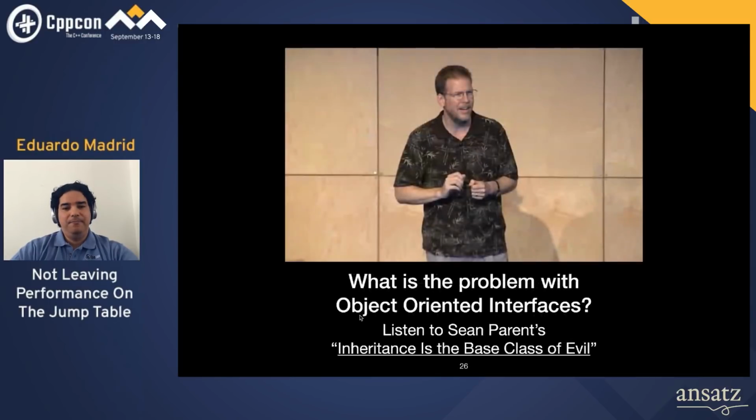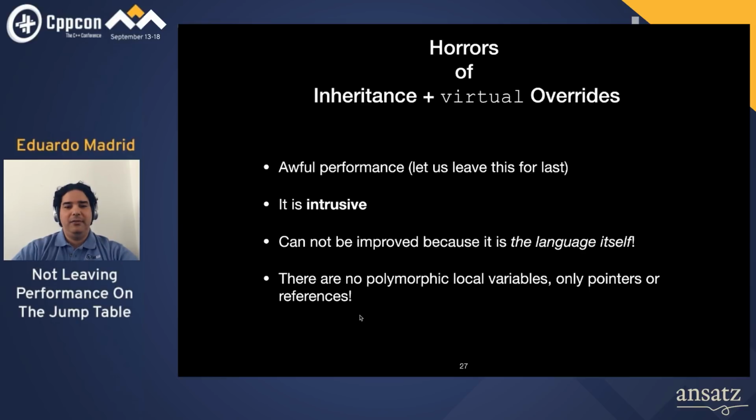I could talk for days on the problems of object-oriented interfaces. Fortunately, I have something to refer to, which is a great resource, and it only takes 25 minutes. It is this presentation, a classic from many years ago, by Sean Parent, Inheritance Is the Base Class of Evil. I need to recap what the horrors of using object-oriented interfaces are. Well, they have awful performance, and I can prove this to you because at the very end of the presentation, I'm going to show you how I can accomplish runtime polymorphism with slightly better performance, and sometimes substantially better in others, than the intrinsic mechanism in the language for runtime polymorphism.